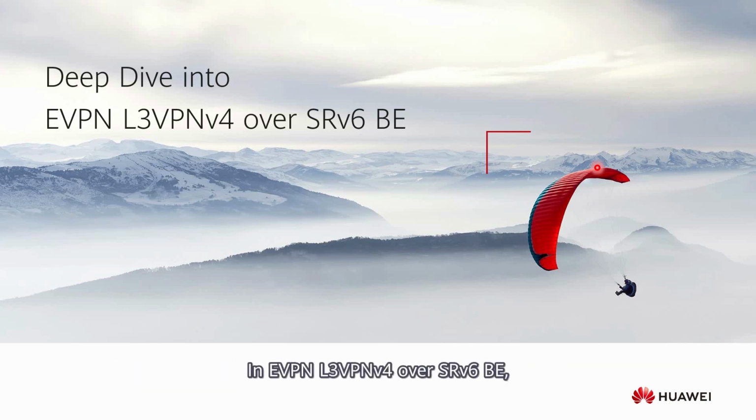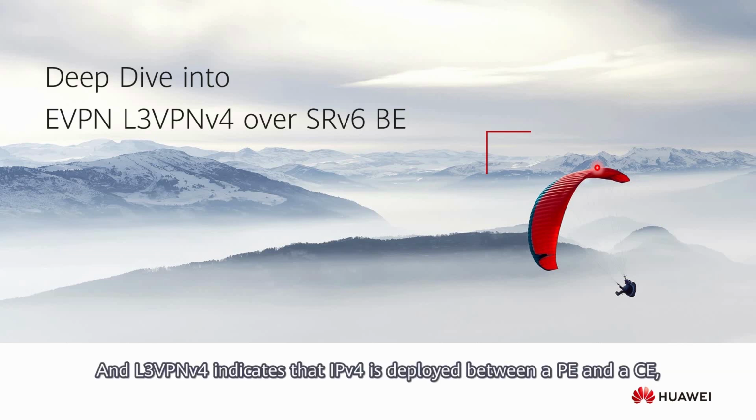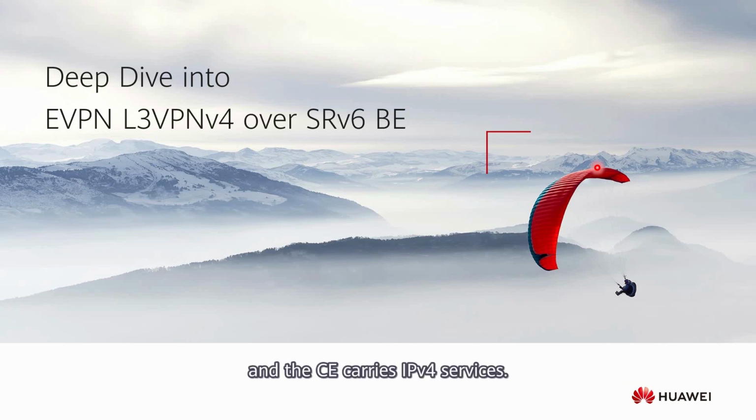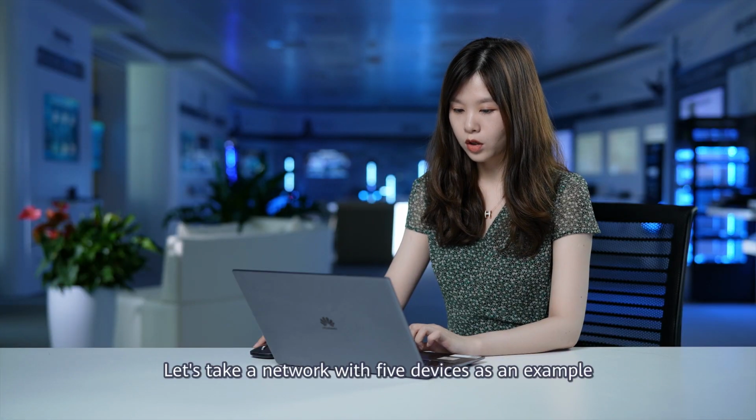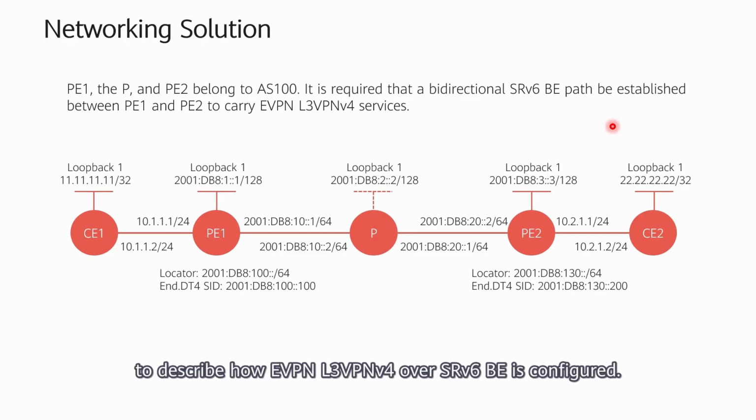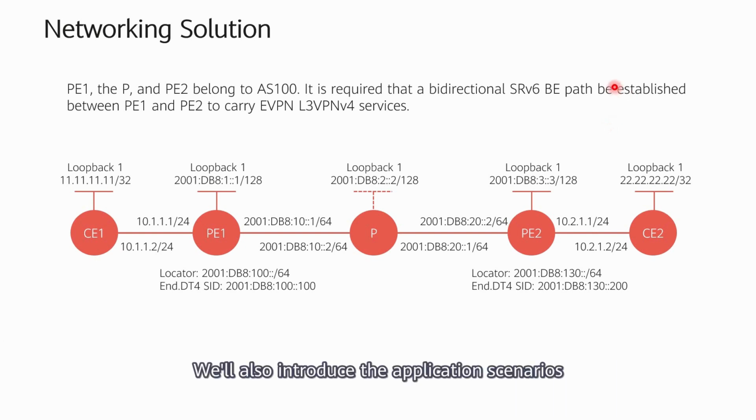In EVPN L3 VPN v4 over SRv6 BE, EVPN is a control plane concept in comparison with conventional BGP L3 VPN v4, even though it appears to be a service type. An L3 VPN v4 indicates that IPv4 is deployed between a PE and a CE, and the CE carries IPv4 services. Let's take a network with 5 devices as an example to describe how EVPN L3 VPN v4 over SRv6 BE is configured. We'll also introduce the application scenarios of key commands involved here.